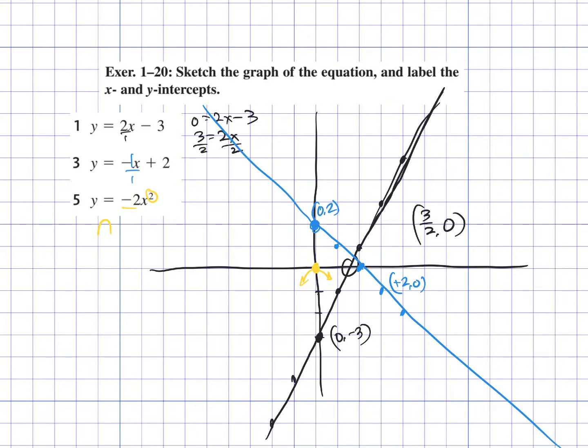And if we wanted to plot a couple points, just plug in -1. -1 squared is 1 times the -2 is -2. So that tells you what it's going to look like. It is symmetrical. So you just keep going like that. All right, let's go on to number 7.